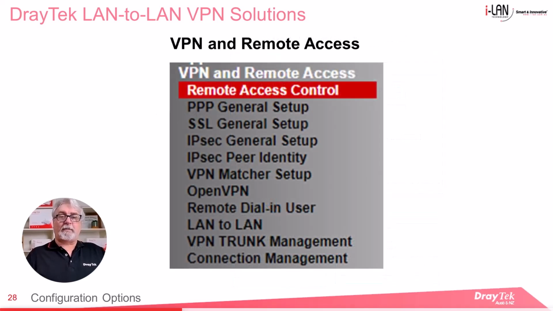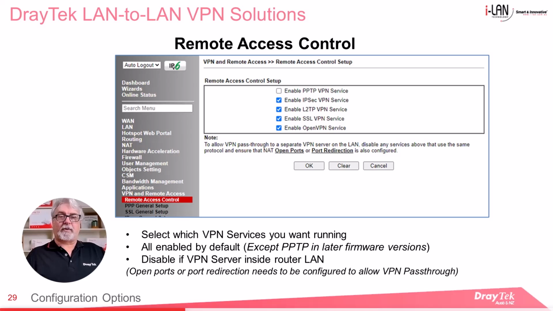About halfway down the main menu, you'll find the VPN and remote access section, where you can manually configure VPNs with a lot more detail and also check status. It pays to have a quick check of the remote access control submenu first to make sure the required VPN services are enabled in the router. In later firmware versions, the PPTP VPN service is disabled due to its lower security.